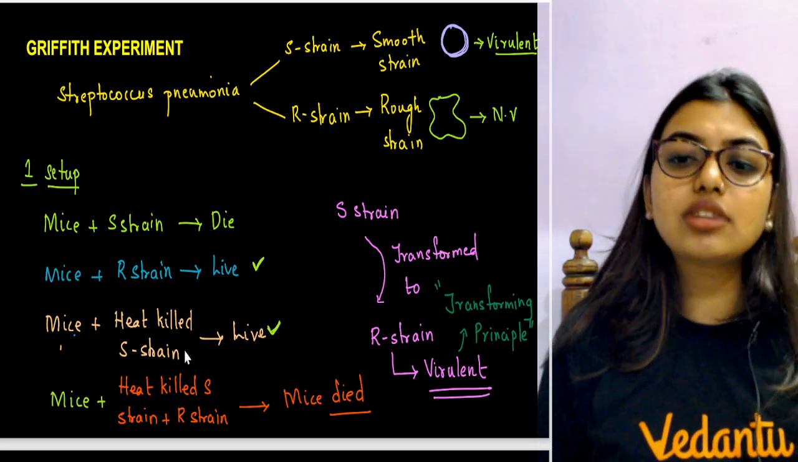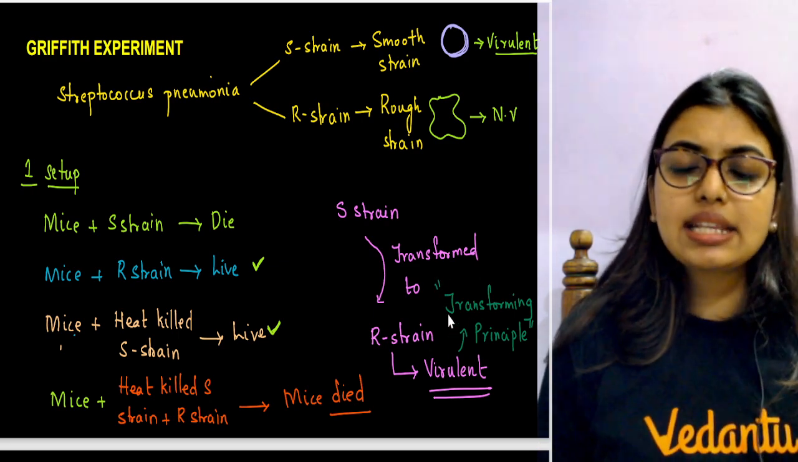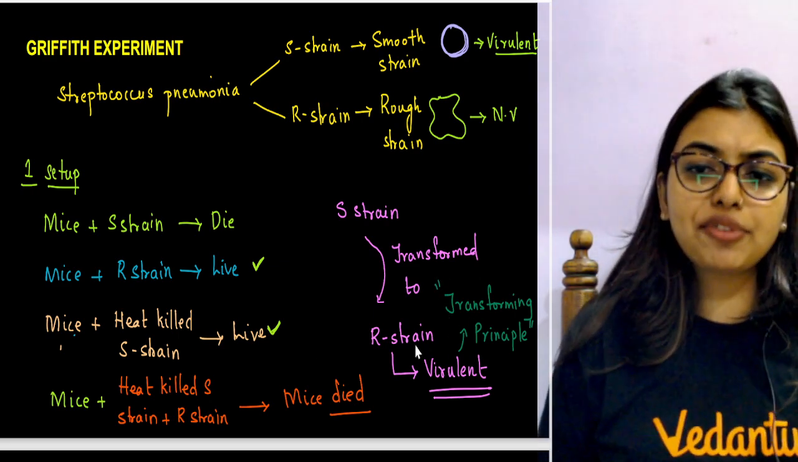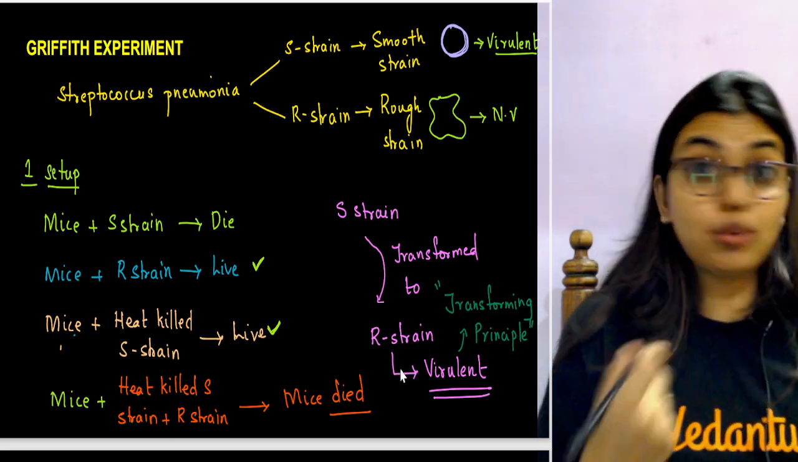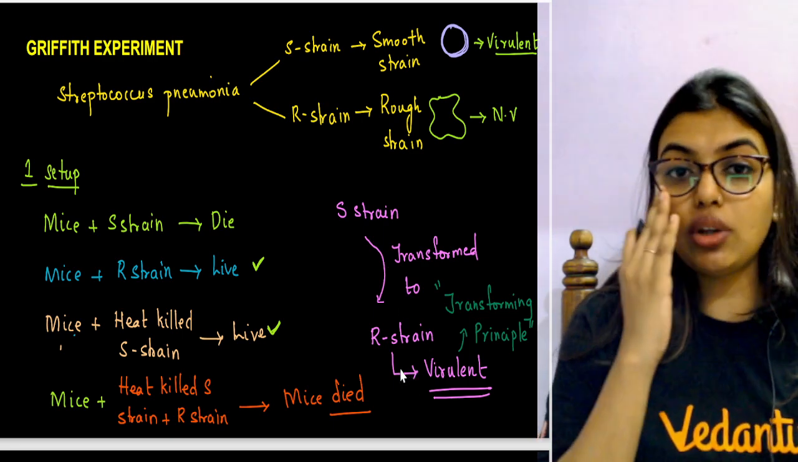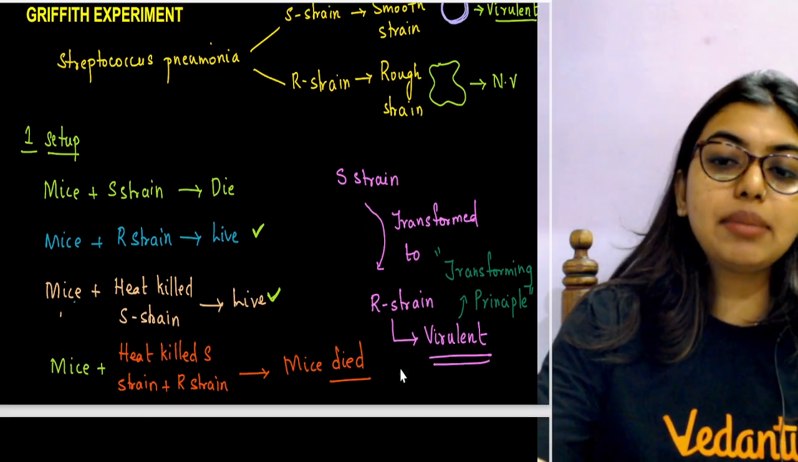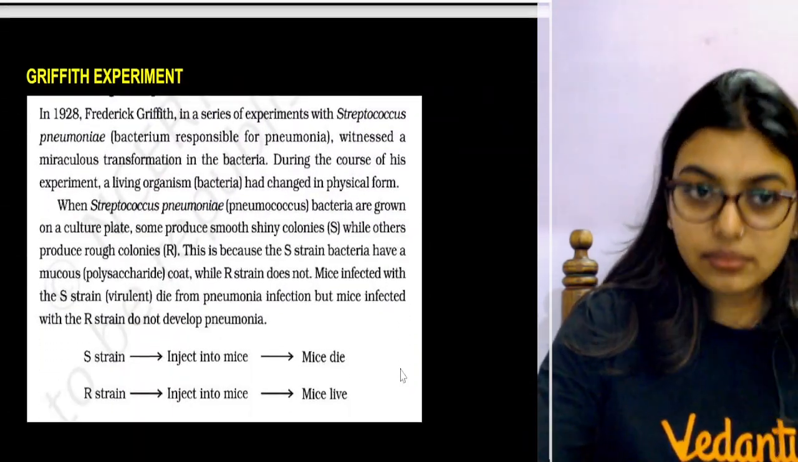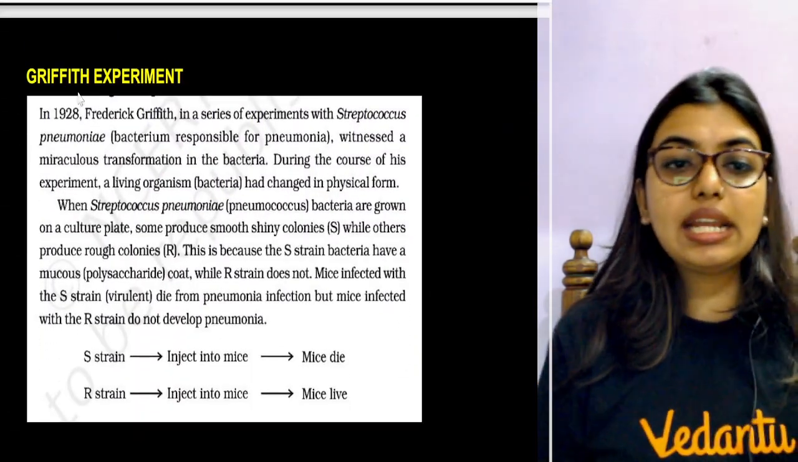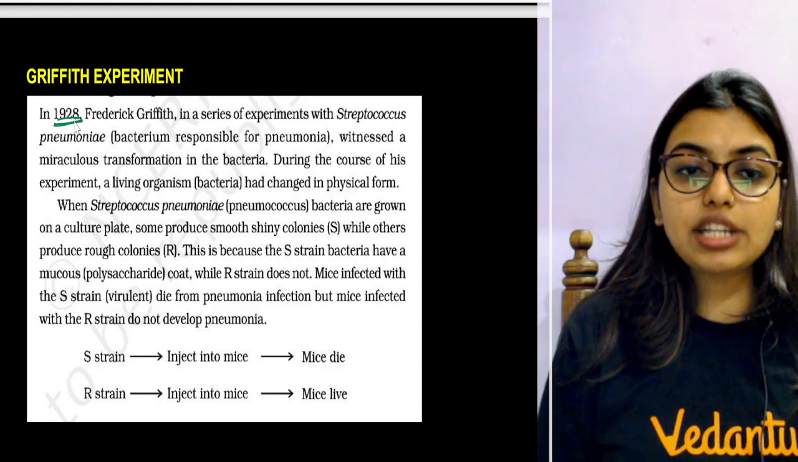He called this the transforming principle, telling that something got transformed from the S strain to the R strain, which I am not sure what it is. So I will just call it the transforming principle. Then many scientists came after him. Okay, and when did this happen? In 1928 it happened.